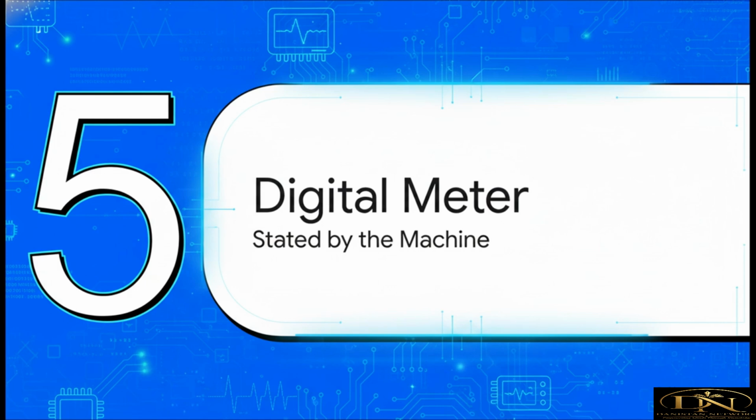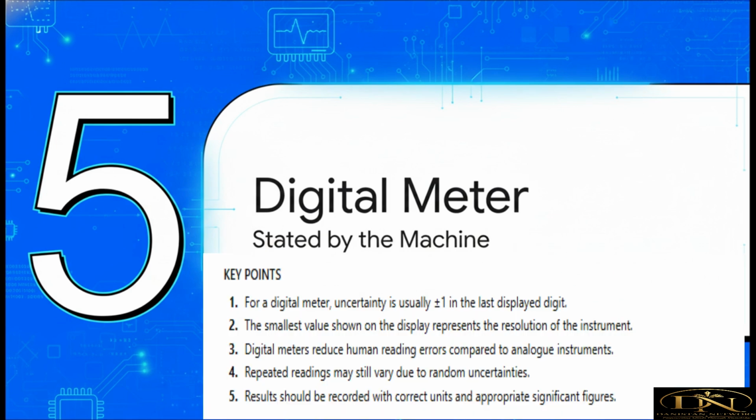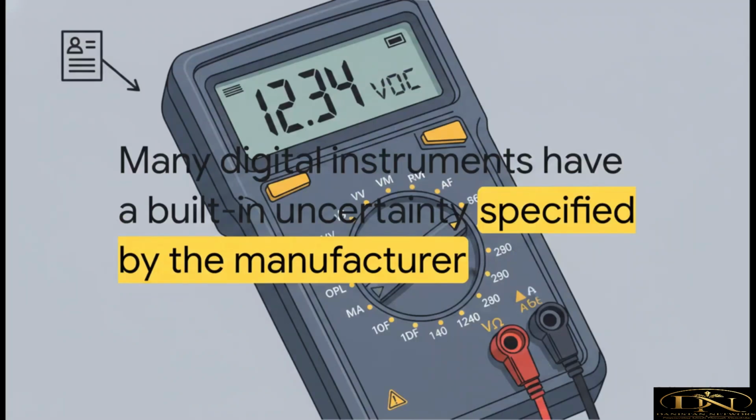Okay, so everything we've talked about so far is great for things with scales you have to read by eye. But what about digital meters? You know, the ones that just give you a number on a screen? Well, they have their own way of handling uncertainty, and it's a little different. Now, the cool thing about most digital instruments is that the manufacturer has already figured out the uncertainty for you. It's built right in. You don't have to guess or estimate anything. You just have to do one thing: read the manual.